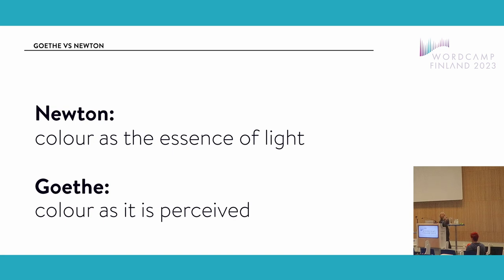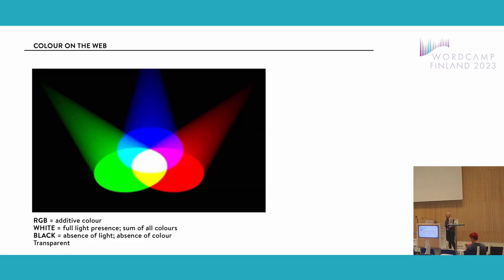So the difference is that Newton's color was abstract. Right there and then, it only really existed when light went through glass, whereas Goethe was much more interested in color as humans perceive it and as it lives in real life.